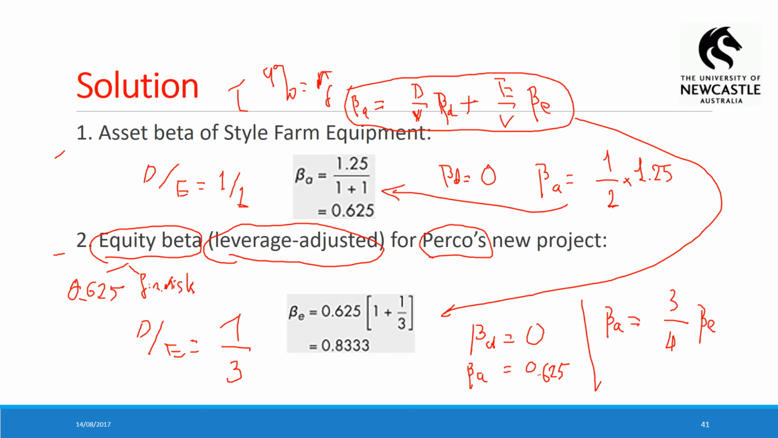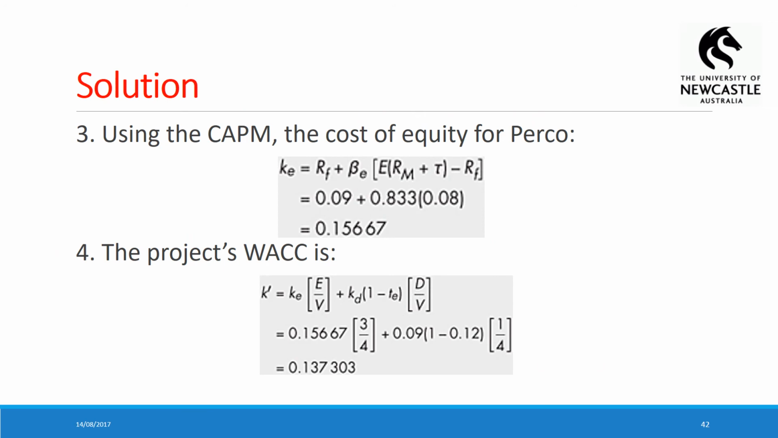So beta A equals 3 divided by 4 times beta E. This is what we have from the first step, 0.625. This is what we want to work out. So we rearrange the equation, and then we work out that beta E is 0.833. So those two steps that we went through before give us the equity beta for that particular project. So this is not the firm, this is a new project.